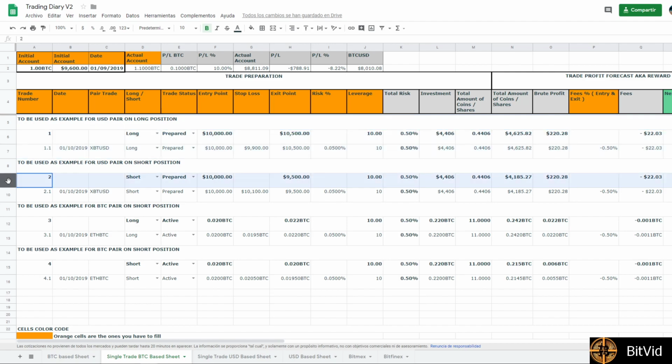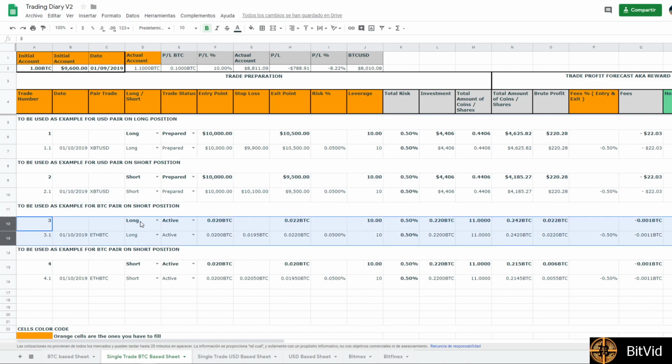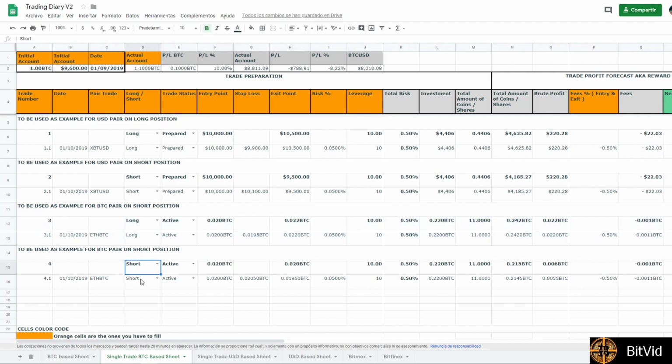This is the example that you have to take for a short position against USD. This is the example you have to take in a long position against a BTC pair, and this is the same but in a short position. So you have here the 4 examples that you can have trading in, for example, BitMEX or Bitfinex or any exchange. Of course, if you are trading in euros or other currencies, you will have to change dollars to euros and so on.